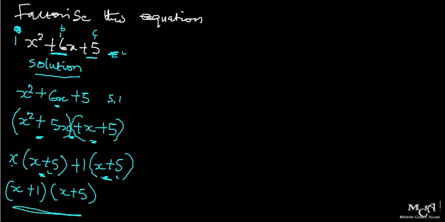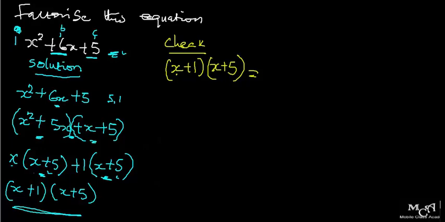Let's check what we are going to get if we expand that bracket. Let's check. x plus 1, x plus what? Plus 5. What will it give us? x times x will give us what? x squared. x times 5 will give us plus 5x. 1 times x will give us plus x, right? Plus 1 times plus 5 will give us plus 5. We have our x squared plus 5x plus x will give us what? Plus 6x. Then our plus 5.